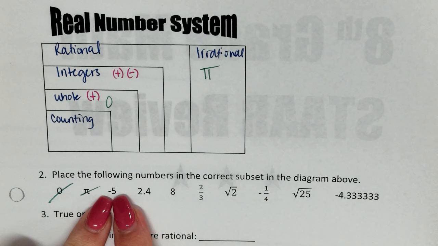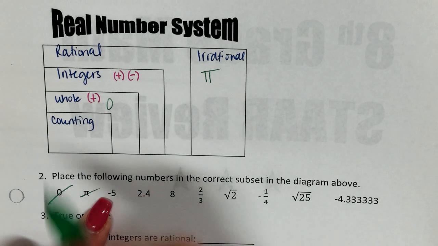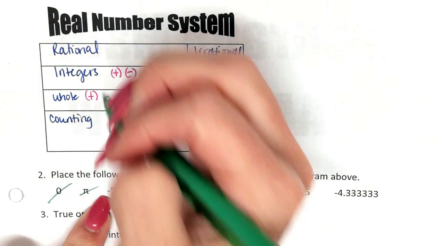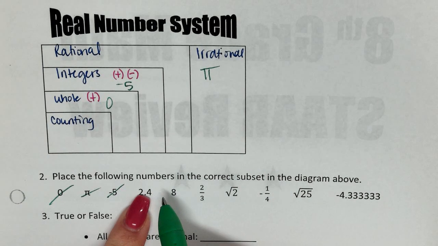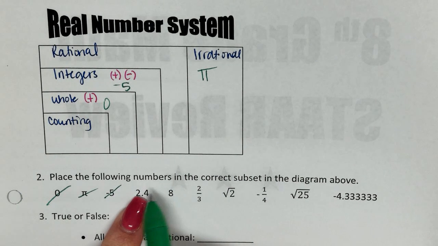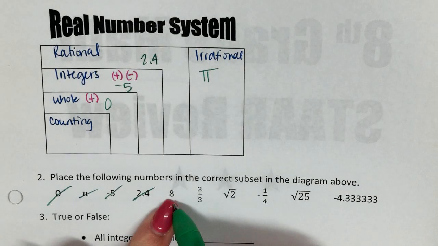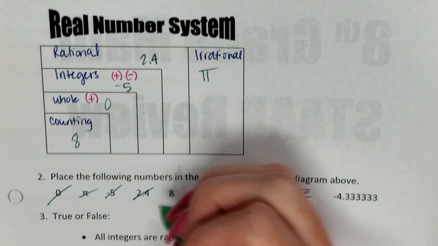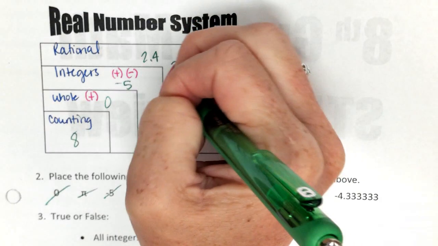Negative 5. Would you count 5? 1, 2, 3, 4, 5? Yes, you would. So it's a counting number, but these are only positives. So where would negative 5 go? Integer. So it's a positive or negative counting number. 2.4. Would you count that? No. So what is 2.4? Rational. The whole number 8. It's a counting number. It's a whole number. It's an integer. It's rational. 2/3. A fraction. Rational, because it's a fraction.